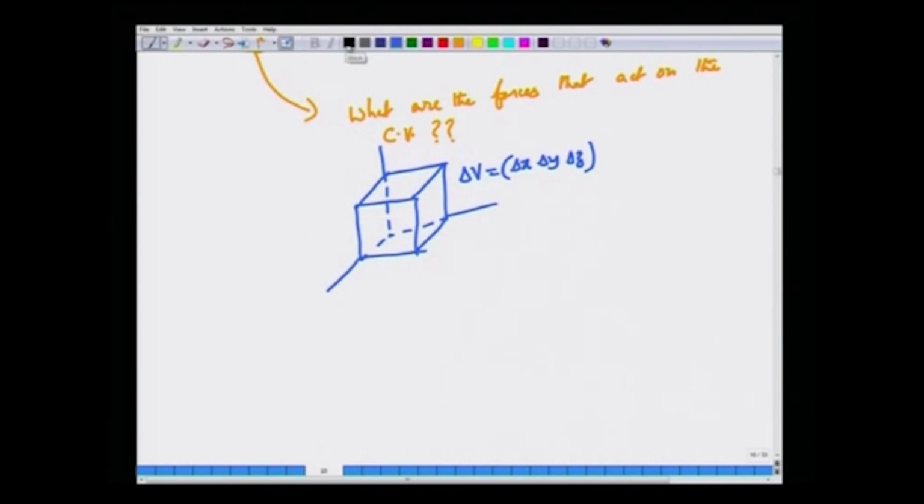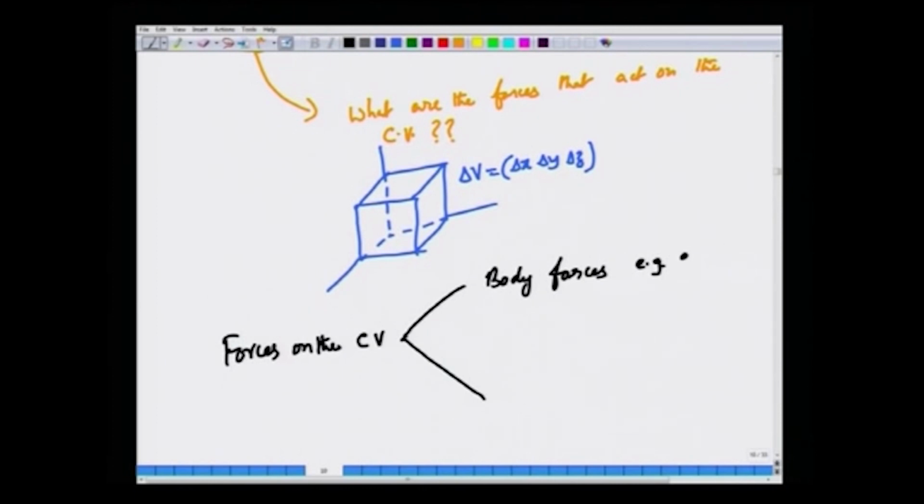In general, one distinguishes two types of forces on the CV. The forces that act through the entire volume of the CV are called body forces, and one common example is gravitational force. The forces that act only on the surface of the CV, exerted by the neighboring fluid elements, are called surface forces. Pressure is one example of a surface force. It acts only on the surface.